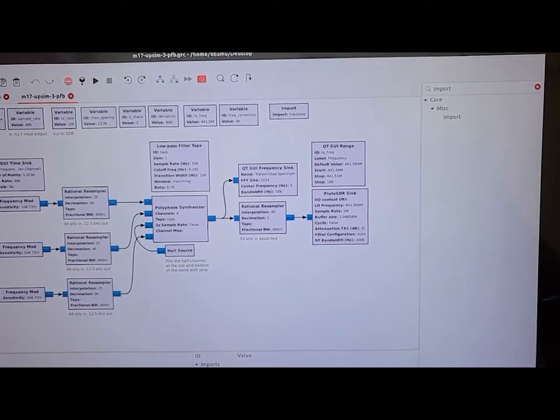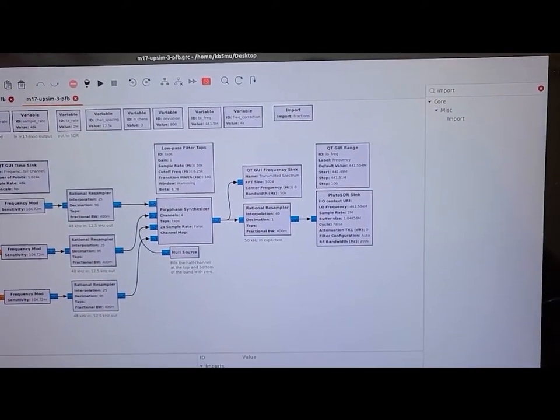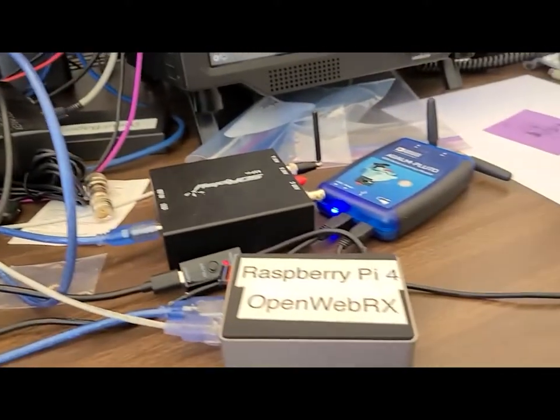What's my sample rate there? Is it still 2 megahertz? Yeah, sample rate's 2 megahertz. Increased buffer size for performance. And so let's play it.